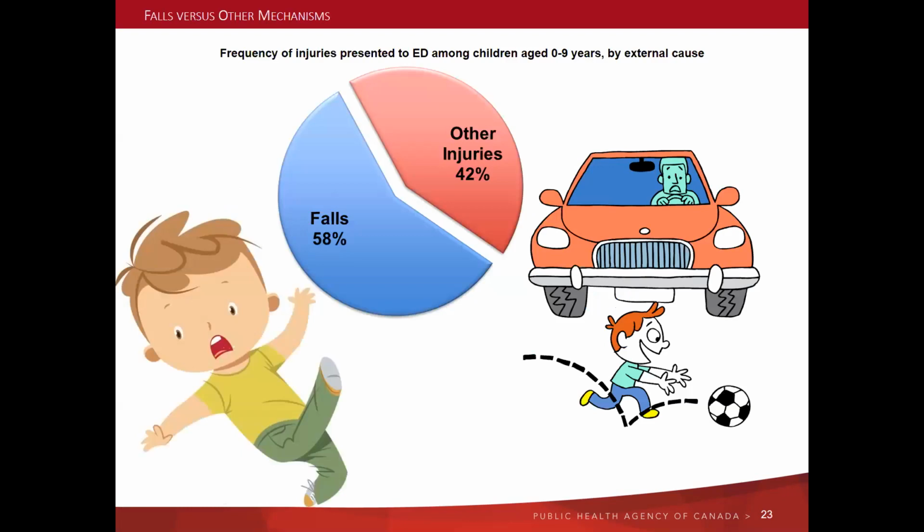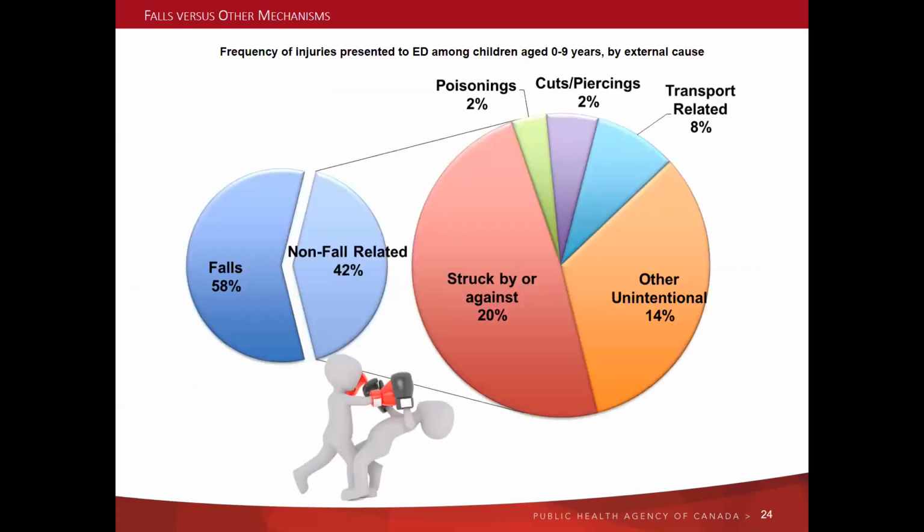A comparison of the fall injuries to the non-falls did reveal some similarities and marked differences. Among the cases that were coded as non-falls, we found that almost half of the injuries were caused by being struck by or against objects. And the remaining cases were caused by cuts, piercings, poisoning, transport-related, and other unintentional means, as you can see.